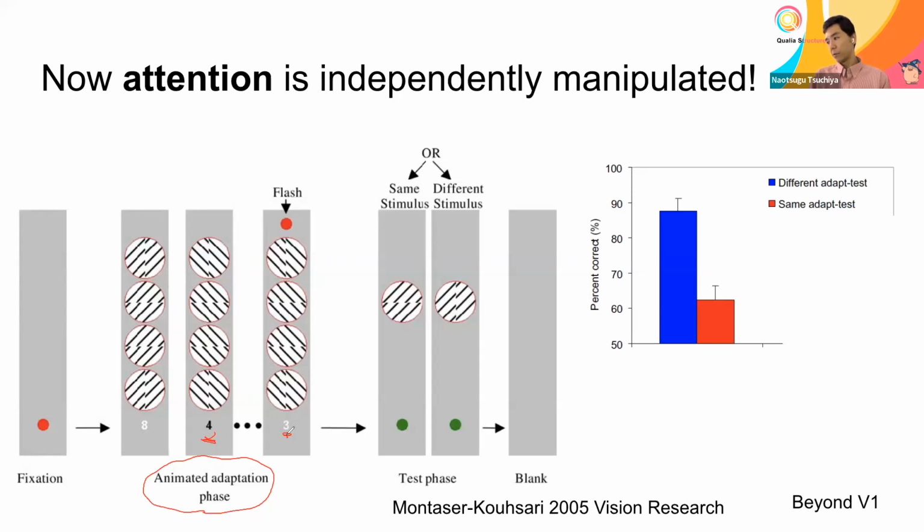So here is the question. What happens when they don't pay attention to the adapter? A is that now there is no adaptation. B is the same, because it was invisible, paying attention or not doesn't matter. And then C is intermediate.